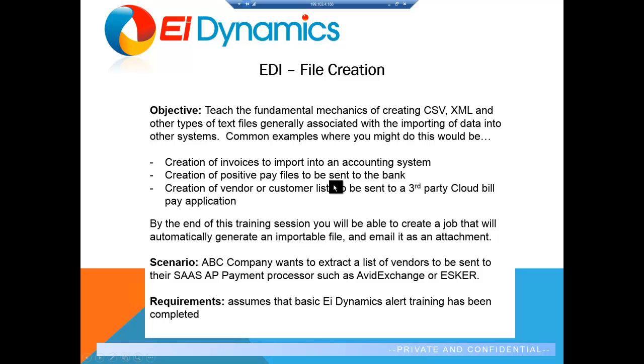Today we're going to be talking about how to create a job that generates a CSV, XML, or other type of text file generally used for importing data into other systems. And at the end of this training session, you will be able to create a job that will generate some type of importable file and email it off as an attachment.